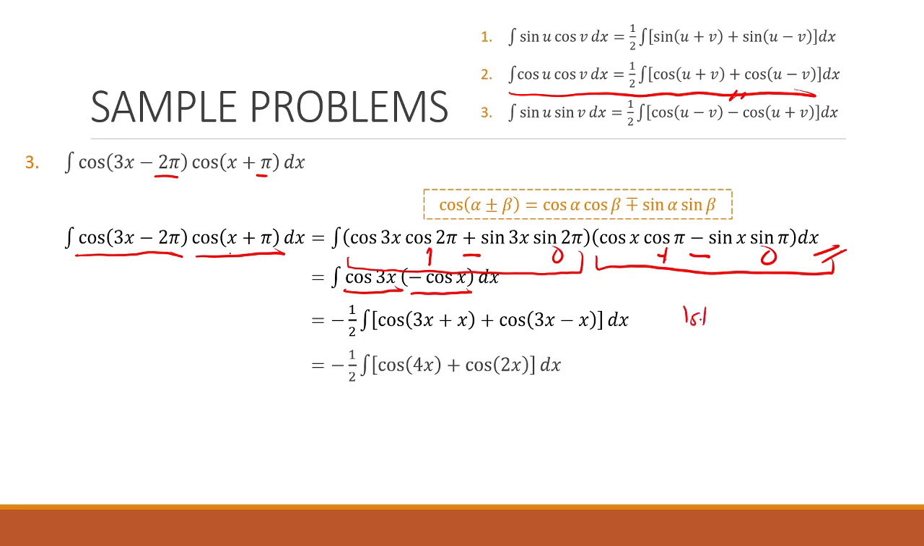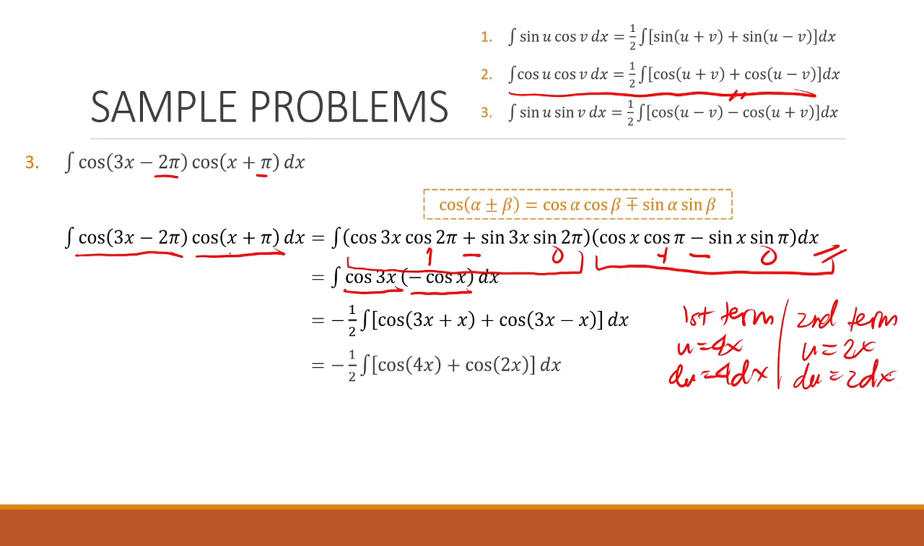First term, u equals what? 4x. So, du is 4dx. And then, second term, u in this case is 2x. Therefore, du is 2dx. Okay?